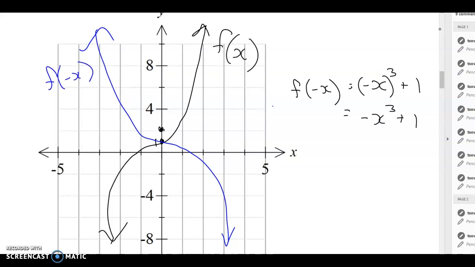And so what's happening here is that the function, when you do f of minus x, is not flipped in the x-axis, it's flipped in the y-axis. So it's a reflection of the graph in the y-axis. So if you use that y-axis as your mirror, that shows you where the graph ends up.